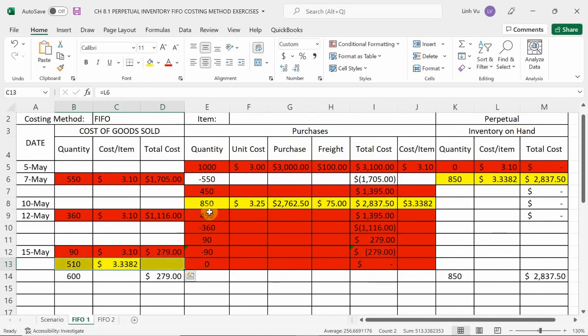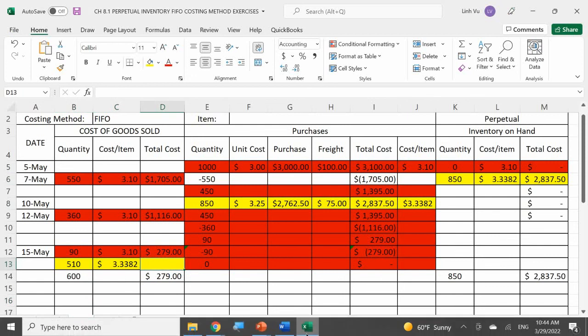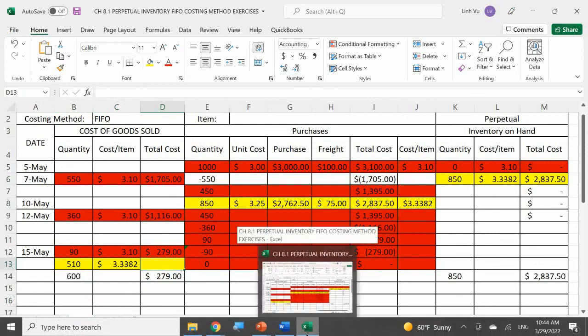So in this case, what do I need to do here? I need to solve for my yellow batch of inventory. So in this case, what is my total cost of goods sold here?